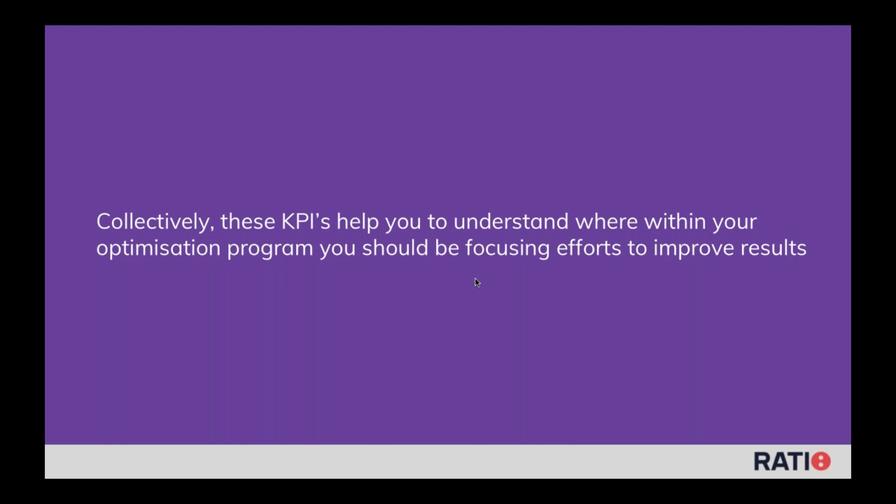So basically, these KPIs collectively help you understand where within your optimization program you need to focus efforts to improve results. So if you have a fantastic win rate, but your test velocity is very low relative to your capacity, then perhaps you should be going to your leadership within your organization and asking for more resources in order to double down on the results you're seeing, and so on.